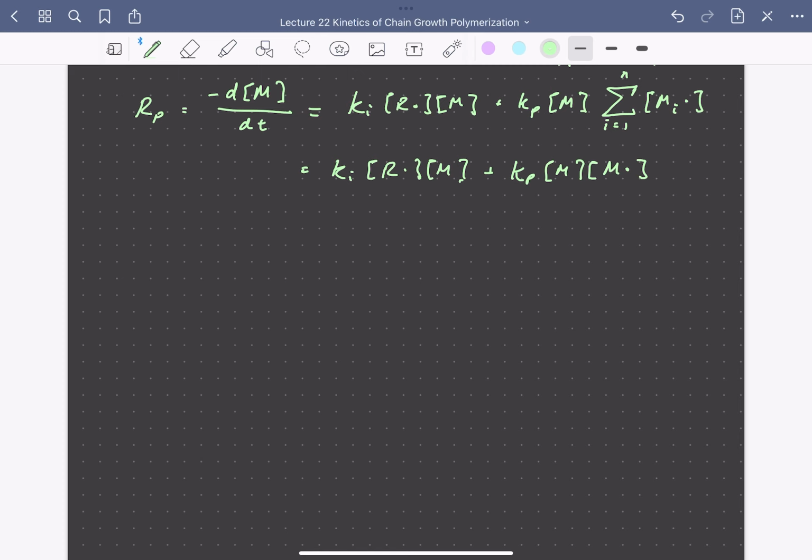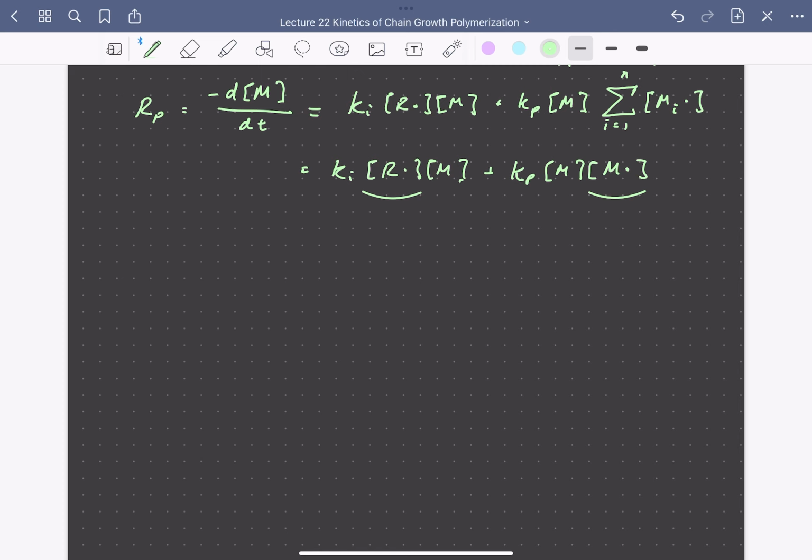Okay, so now we have this rate expression for the rate of polymerization, but we have two quantities which we cannot easily measure: the concentration of radicals that initiate the polymerization process, R dot, and the concentration of growing chains, M dot. So we can apply the pseudo-steady state approximation on each one of these species to get rid of these non-measurable quantities in our rate expression. Here these radical species are going to be very short-lived, so we can write that the rate of reactions that produce these radical species are equal to the rate of reactions that consume them.